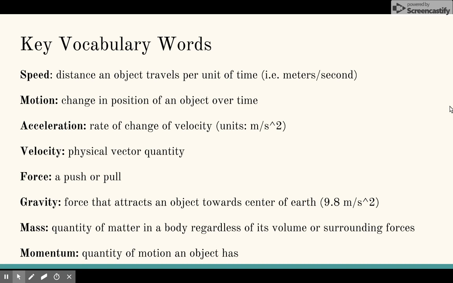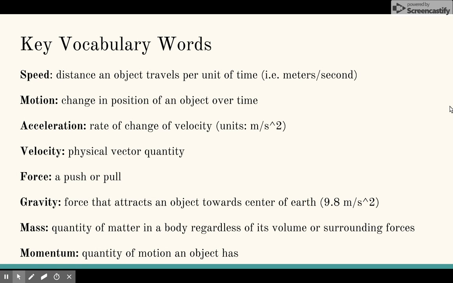So before jumping into the three laws of motion, we are going to become familiar with vocabulary words that may come up when you guys study each law. So first is speed. Speed is the distance an object travels per unit of time. So I gave you meters per second. It could also be miles per hour. So these speeds can be converted into any other units. And I'm going to show you an example on the next page because this is crucial for this lesson.